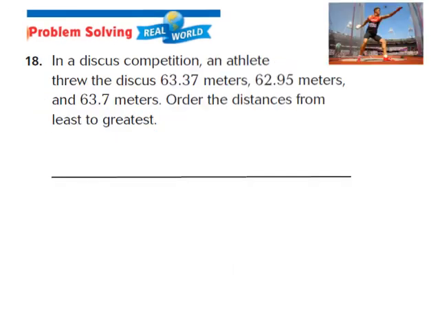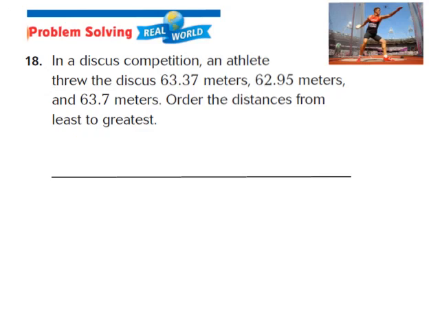Now, let's take a look at question number 18. It's another one of our real-world problem-solving questions, and number 18 says, in a discus competition, an athlete threw the discus 63 and 37 hundredths meters, 62 and 95 hundredths meters, and 63 and 7 tenths meters. Order the distances from least to greatest.